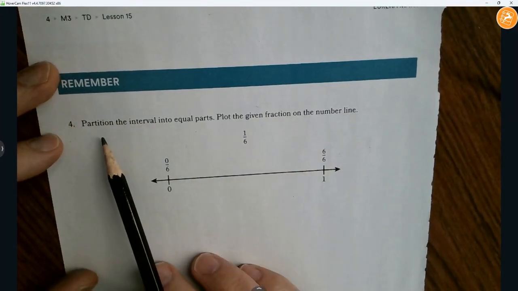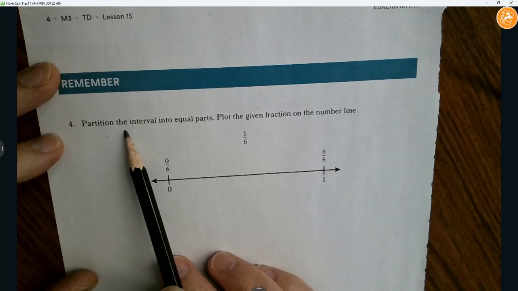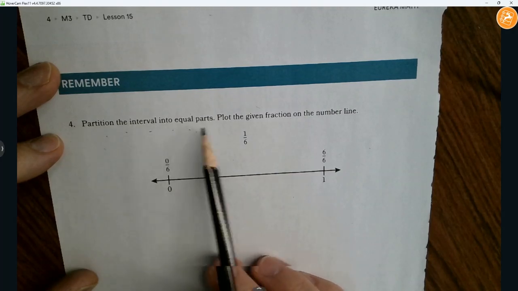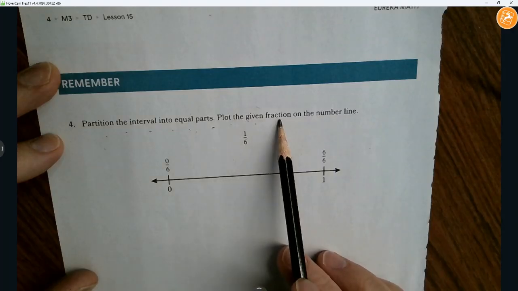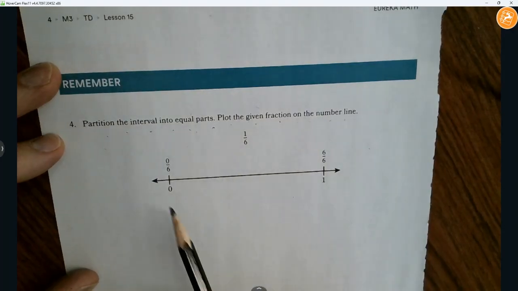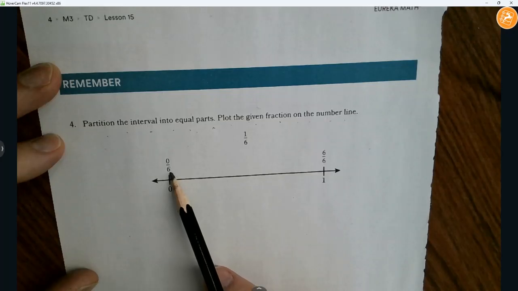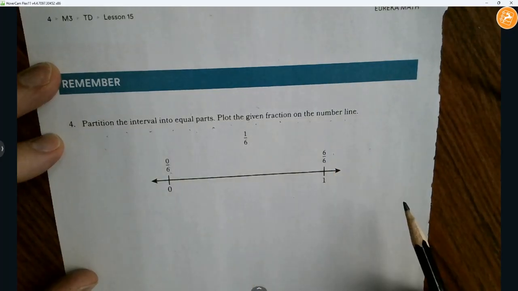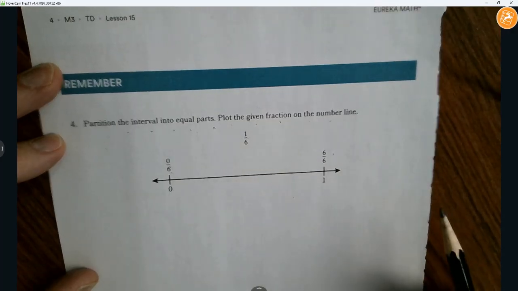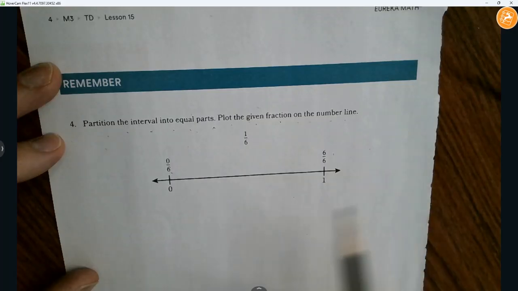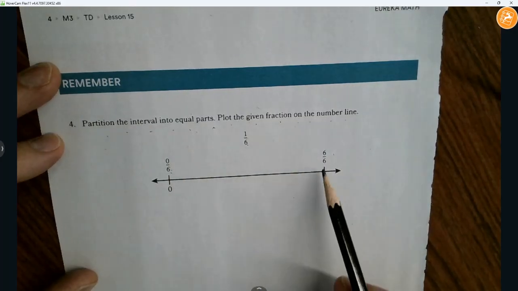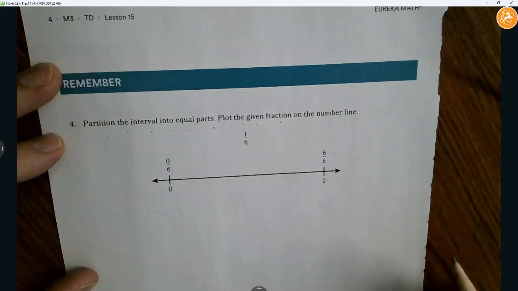Let's look on the back, page 102. And it says, partition the interval into equal parts. Plot the given fraction on the number line. So right here we have 0 sixths and we have 6 sixths. So we want to know, where does 1 sixth go? So remember, on fractions, if the bottom numbers are all the same and you have to put them in order, you're just counting. You want to keep them as close as you can.